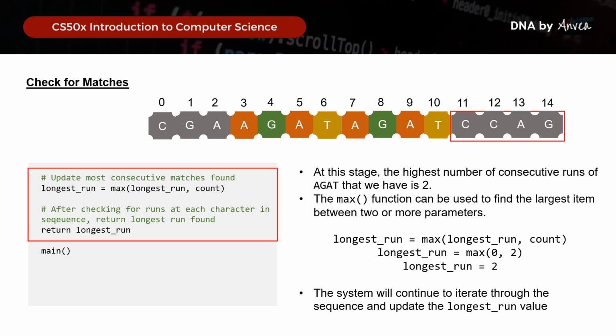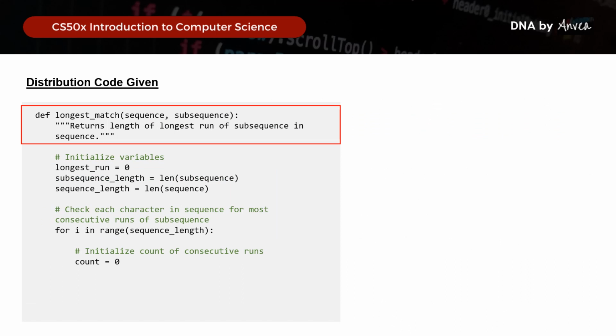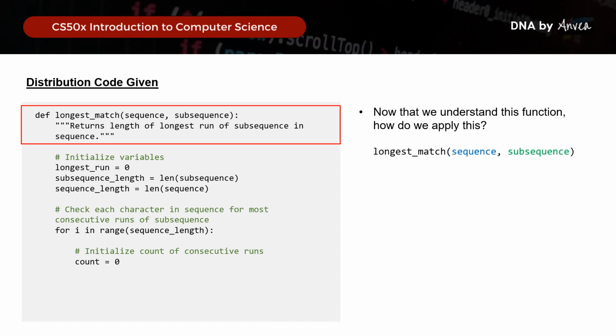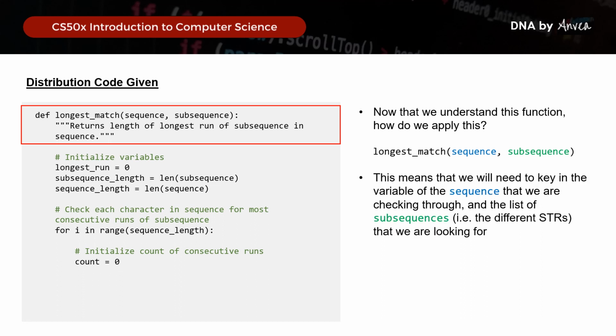So now that we understand how this function works, how do we apply this? At the top of this function, you can see that it states longest match, bracket, sequence, subsequence. So this means that we need to key in the name of the sequence that we are tracking through and the subsequences that we are looking for, and we'll see this in action later.